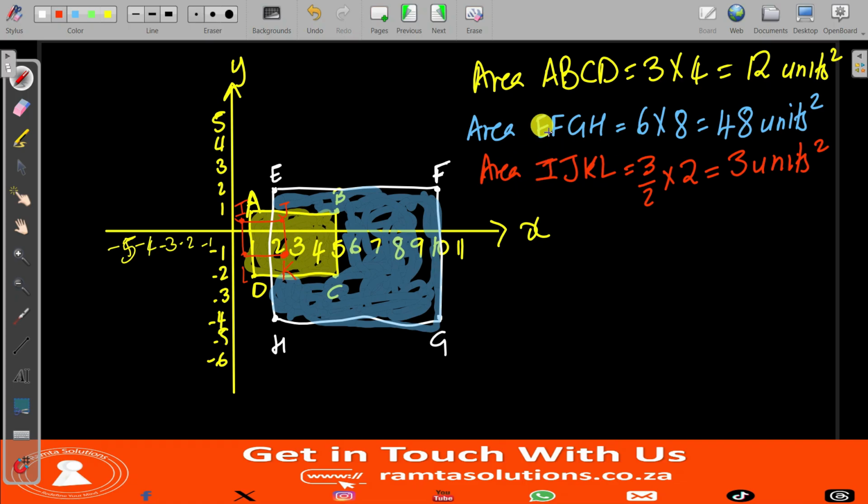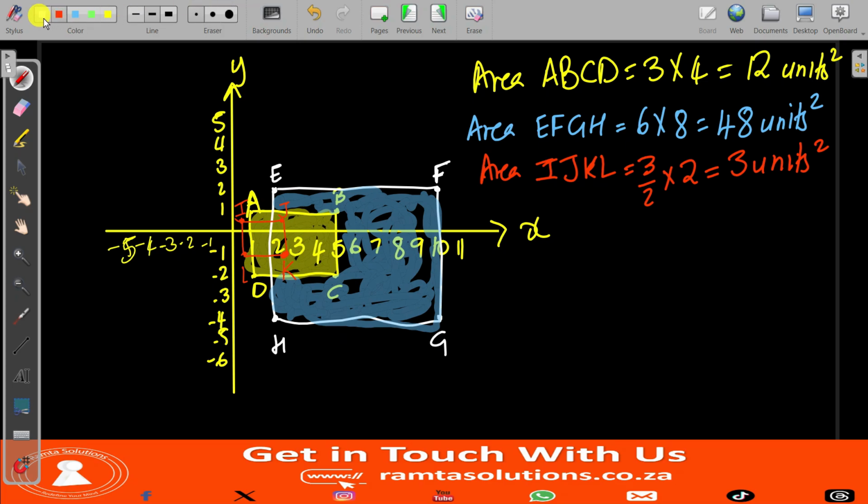Now look at the image IJKL, whose area is 3 square units, and the original is 12. What is 3/12? 3/12 is 1/4. What is the square root of 1/4? It's half. And this is you saying, okay, we are right. This is how we look at enlargement transformation.